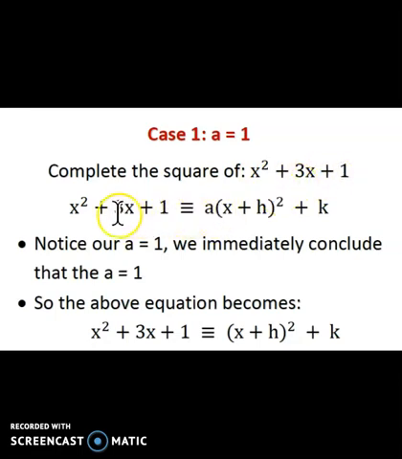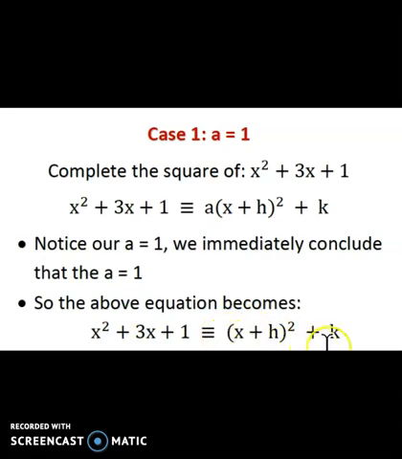Now you want to transform this into this form. So the first thing you do, we equate this here to a(x plus h)squared plus k. So you equate this here to this. Now notice our a here is 1, so this a becomes 1. So this here really becomes (x plus h)squared plus k. So this is where it really boils down.